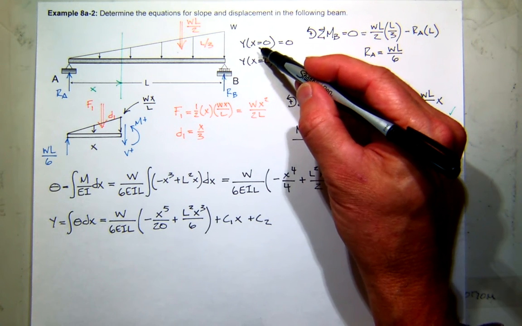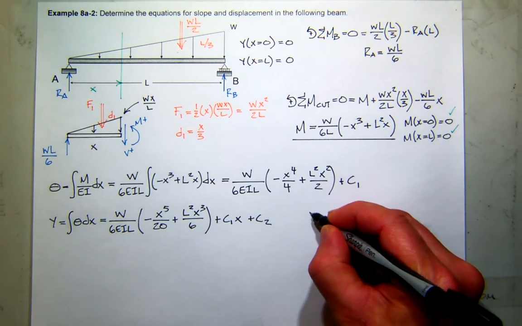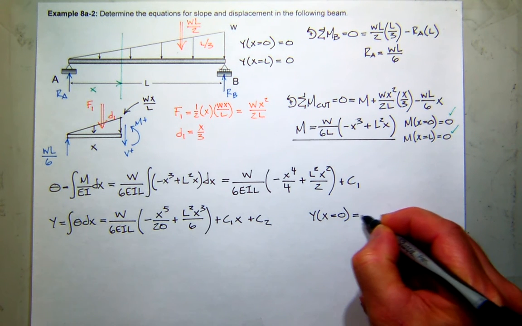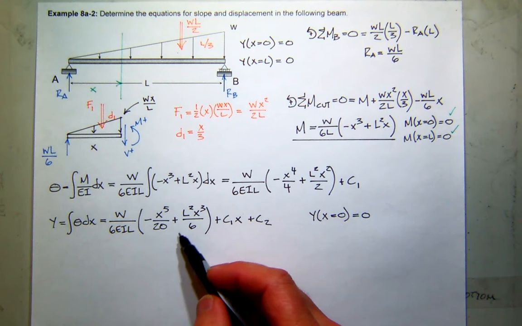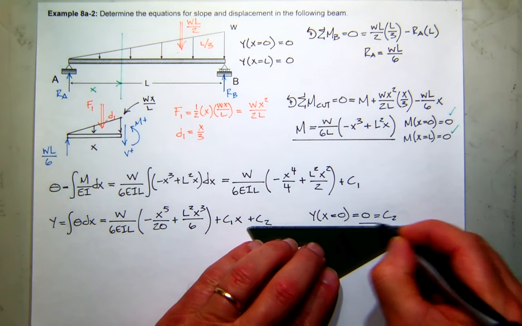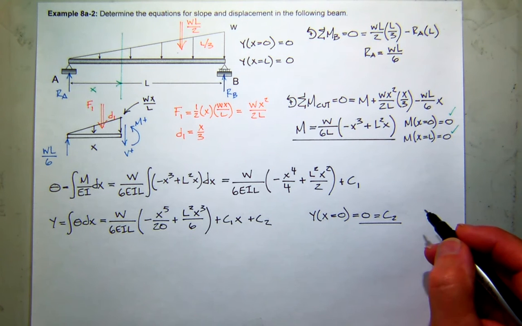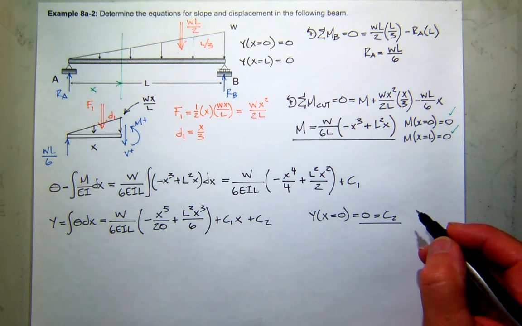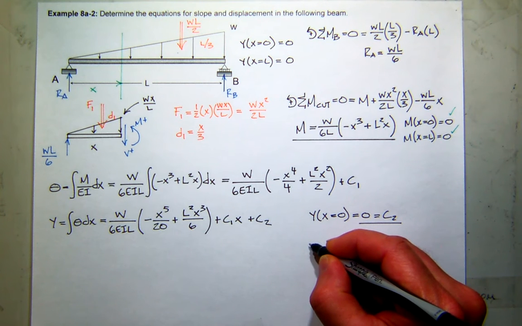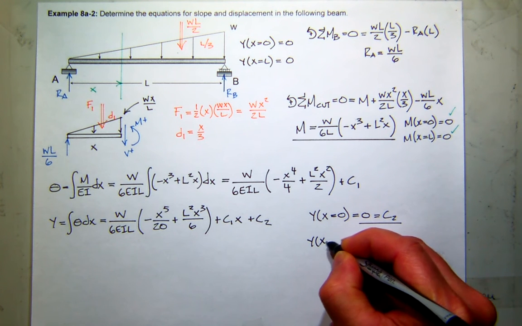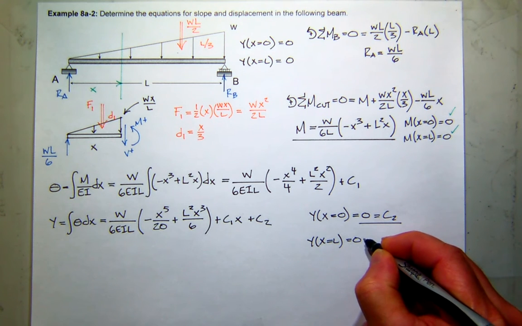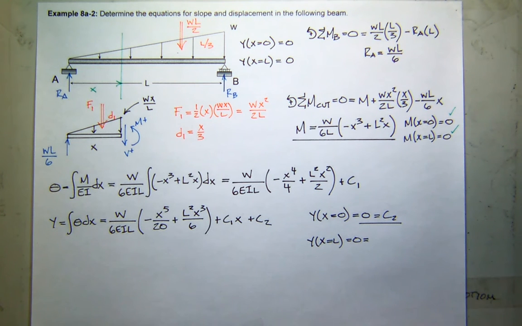So let's start with the easy one, x equals 0. So evaluate this function at x equals 0. It should be 0. So 0, 0, 0 looks like C2. So I know C2 is 0. That was easy. Let's do the next one. At x equal L, it should also be 0. So what do I get?